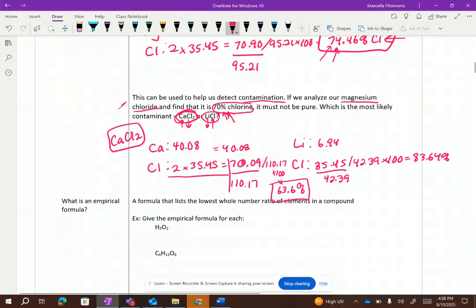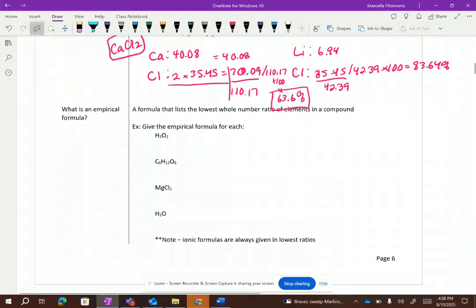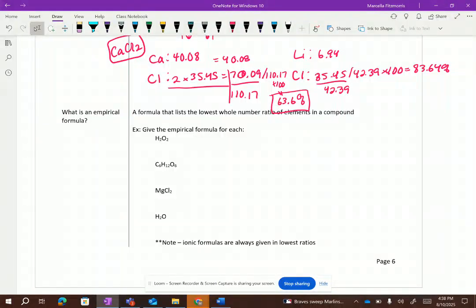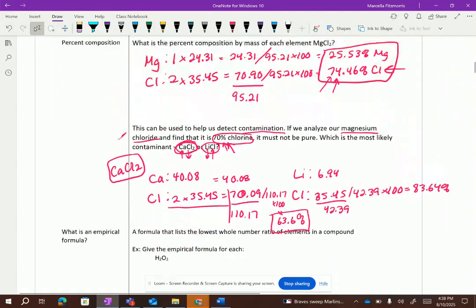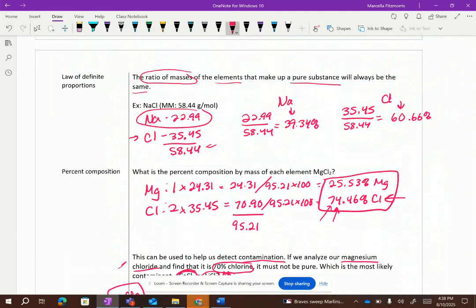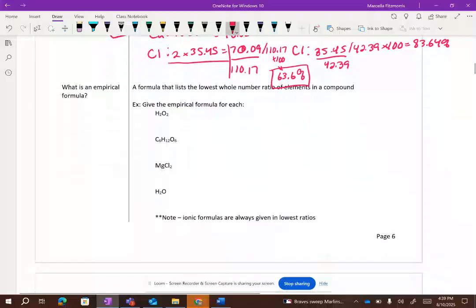Okay. Now, once we get past the percent composition, which we use a lot, then we can start saying, well, let's talk about empirical formulas. Since the law of definite proportions tells us that for the lowest ratio of masses that make up a pure substance, that percentage will be the same. Well, the empirical formula for this, we can get the lowest proportion. We can simplify this to get the empirical formula.